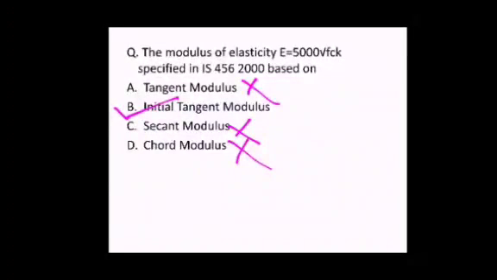So what is chord modulus? If we draw a line between any two assumed stress points, not from the initial point, the slope is called the chord modulus. So our question is, the modulus of elasticity E equal to 5000 root fck is based on which modulus? This is based on initial tangent modulus.